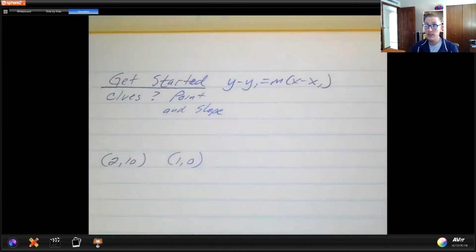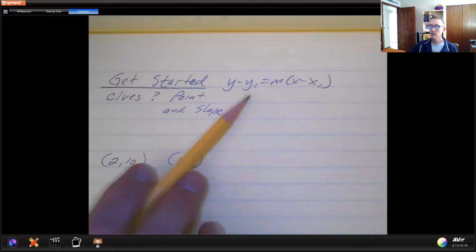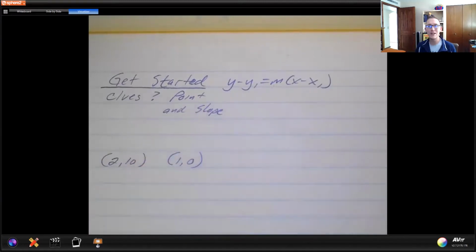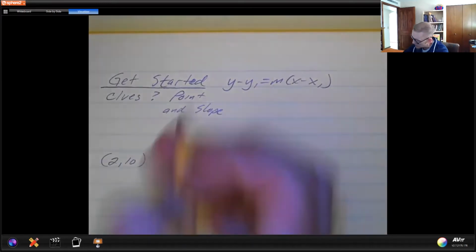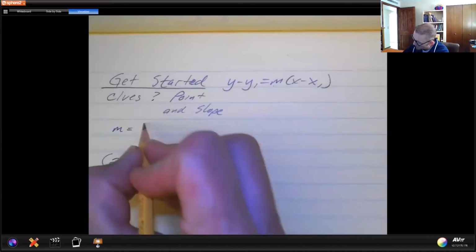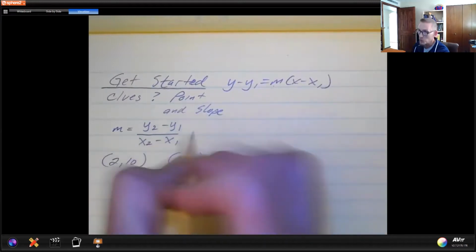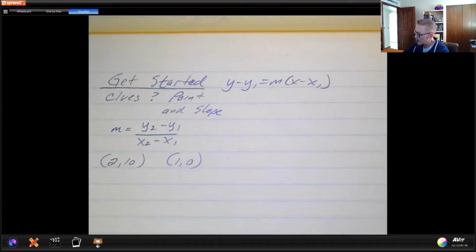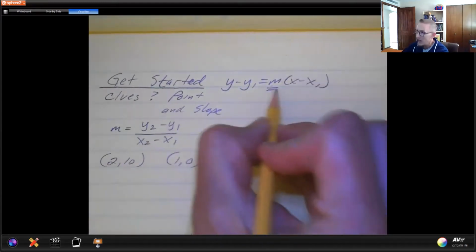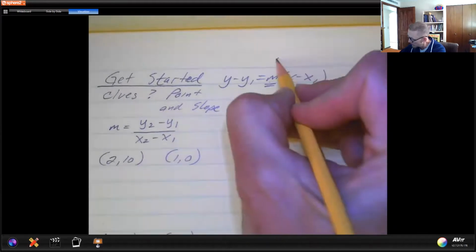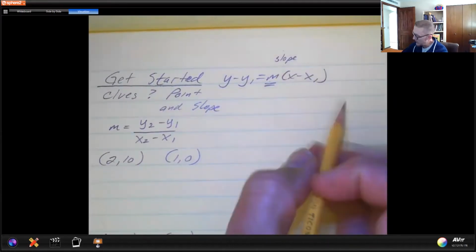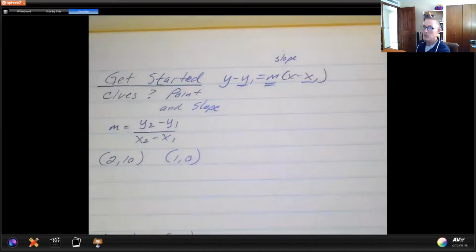Last week we were given the point and the slope, and we were simply able to plug in for m and plug in for the x1, y1. If we're not given the slope, we have to find it, and that's what we're coming back to this week. So we're going to use the slope formula, y2 minus y1 over x2 minus x1. Once I know that answer, I can plug it in there because that's the slope. And then the x1 and the y1 are going to be the point.